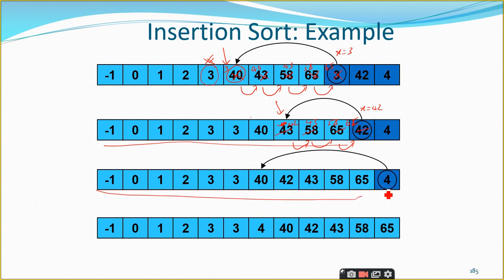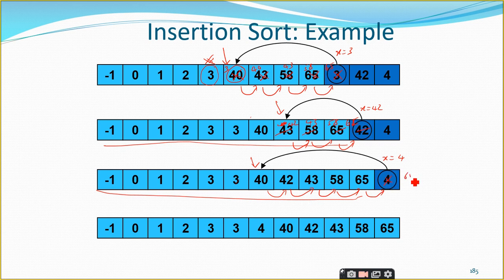Now, the last element 4 compared with 65, compared with 58, 43, 42, 40, compared with 3. The correct position of 4 will be in between this 3 and 40. I have to create a space here. For creating a space, the first step is you copy that element into a variable, move all the elements one position towards their right hand side.